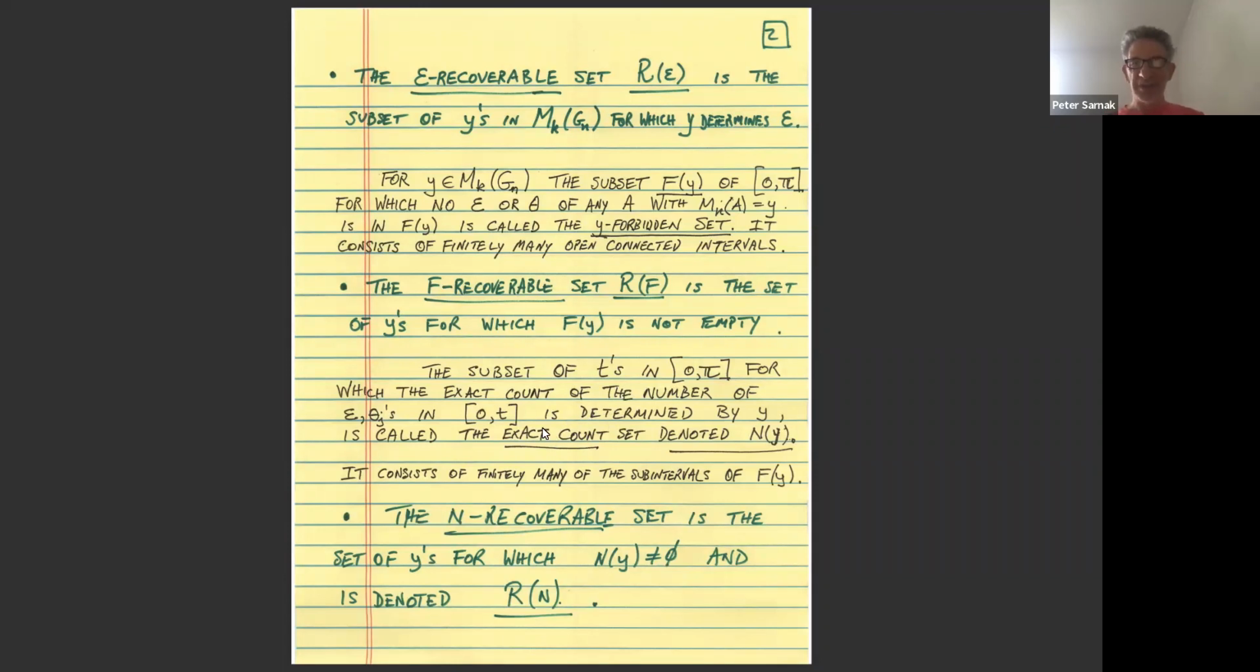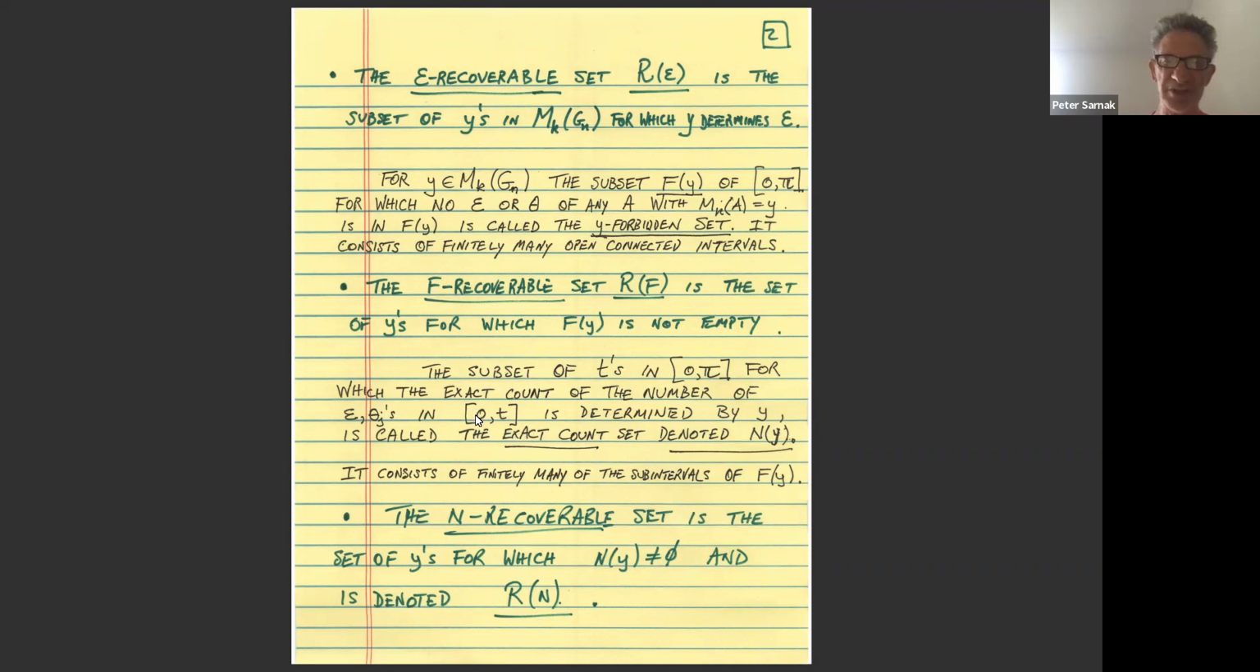And then finally, the third thing we will try to recover is the exact count set. So suppose I try to count how many eigenvalues there are in the interval 0 to t, for some number t between 0 and pi. If given y, I can count that number exactly, independent of which A lies in the level set, in other words, that's determined, then I'll say t is in the exact count set. And of course, our interest is to produce t's which are in the exact count set. And the N recoverable set, the recoverable set in the y space, is the set for which N of y is non-empty. In other words, there are t's where I can count the exact number.